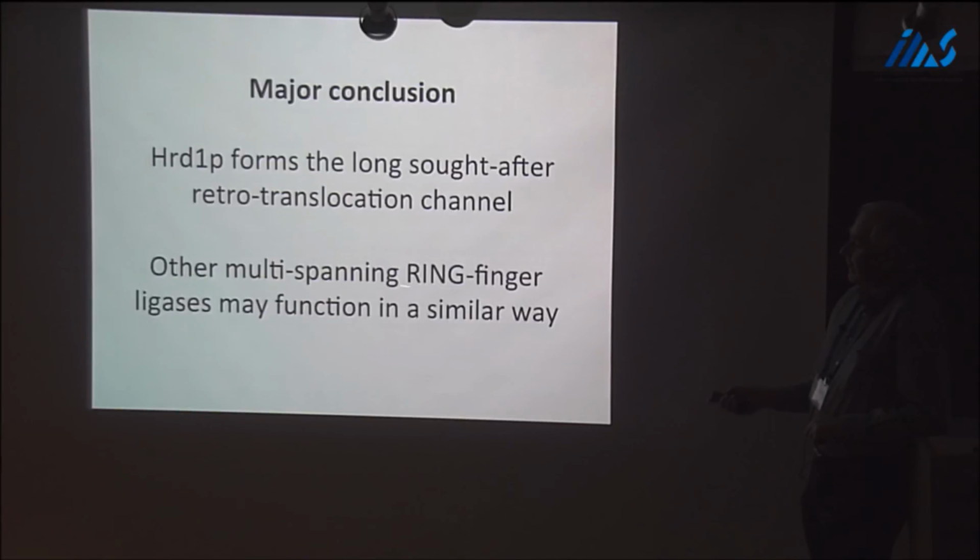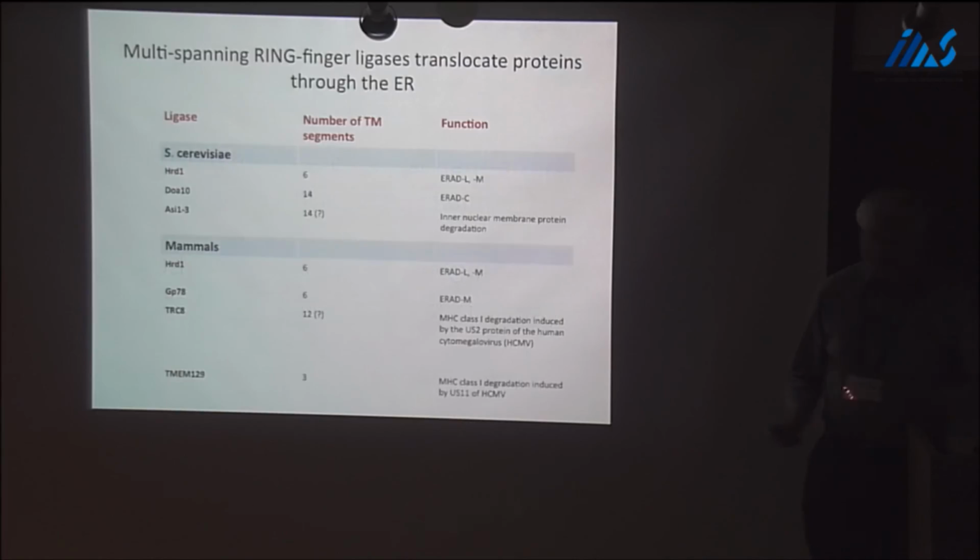We also speculate that there are other multi-spanning ring finger ligases in the ER that function in a similar way, and there are quite a number of them. So here's a list of ligases in yeast and in mammals. I mentioned already the HERD1, the DOE10 is also multi-spanning. And then there's this new complex that Pedro has found. All of them have multiple transmembrane segments.